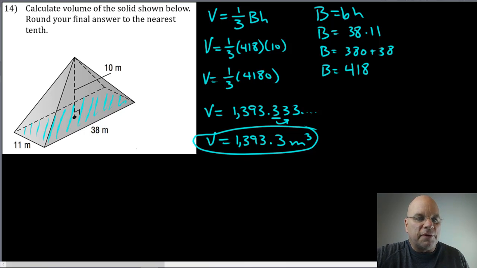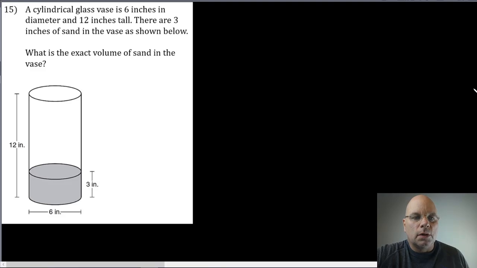Lastly, we have problem 15. A cylindrical glass vase is 6 inches in diameter and 12 inches tall. There are 3 inches of sand in the vase as shown. What is the exact volume of sand in the vase?